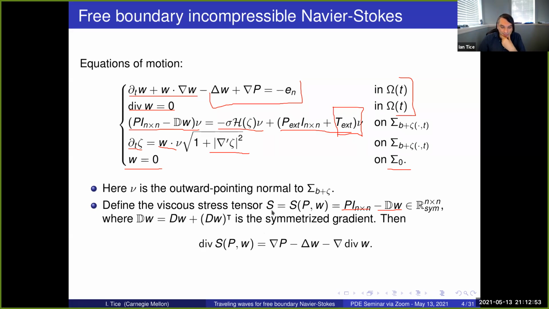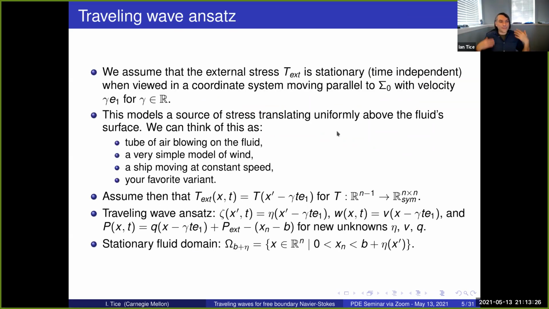Let me point out one thing, because I will be talking about the stress tensor many times going forward. We have this nice observation that if we take the divergence of the stress tensor, then we get the gradient of the scalar pressure minus the Laplacian of our vector field W minus the gradient of the divergence of W. And so if you come back up and look at these terms that appear in the Navier-Stokes equations, we can rewrite them as the divergence of S. So we can conveniently reformulate the equations in terms of the stress tensor, not only on the boundary, but also in the bulk. Okay, so that's the full dynamical Navier-Stokes system.